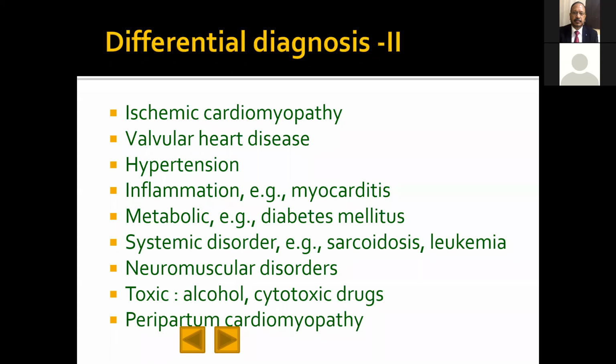The differential diagnosis includes a wide variety of cardiac diseases like ischemic cardiomyopathy, valvular heart disease, hypertension, viral myocarditis, diabetes mellitus, systemic disorders, neuromuscular disorders, toxic, and peripartum cardiomyopathy.